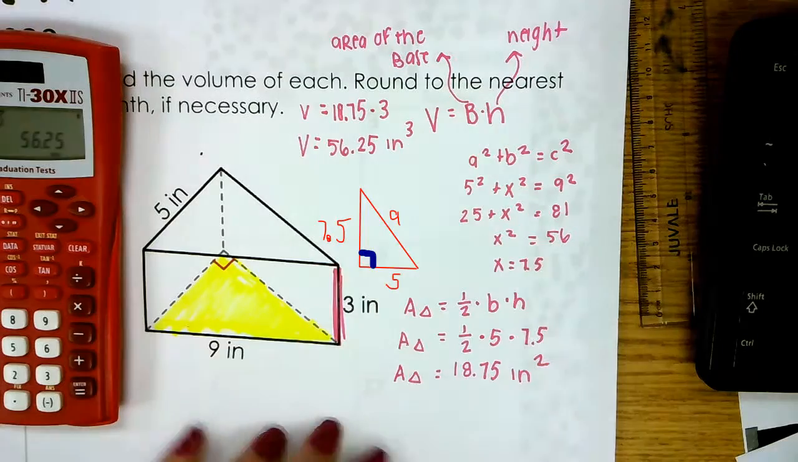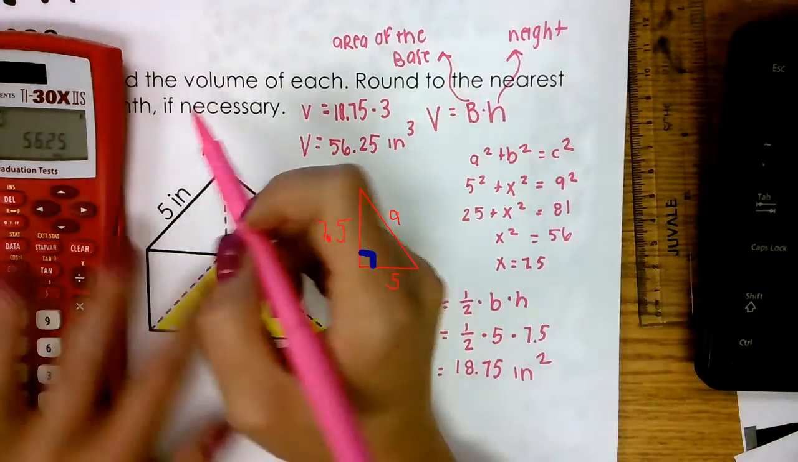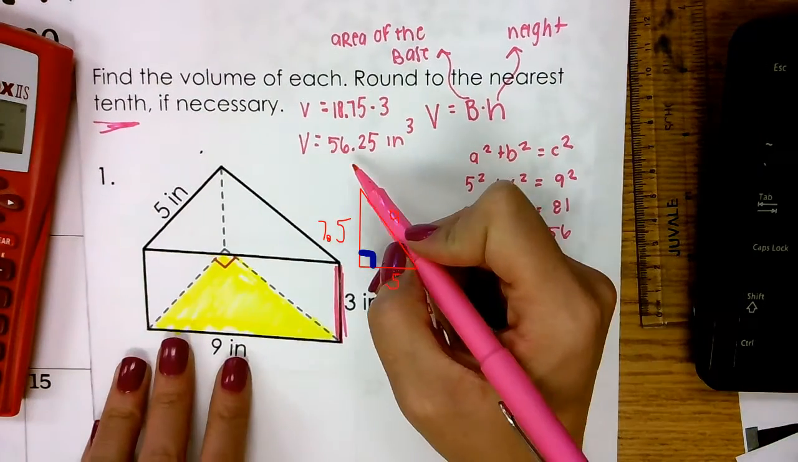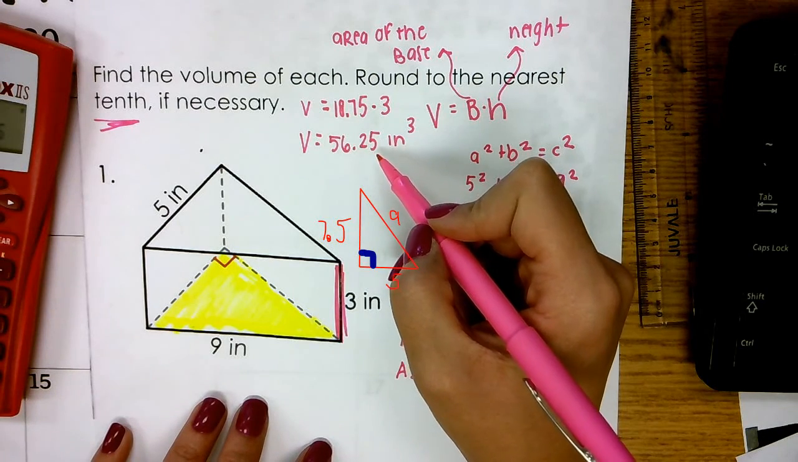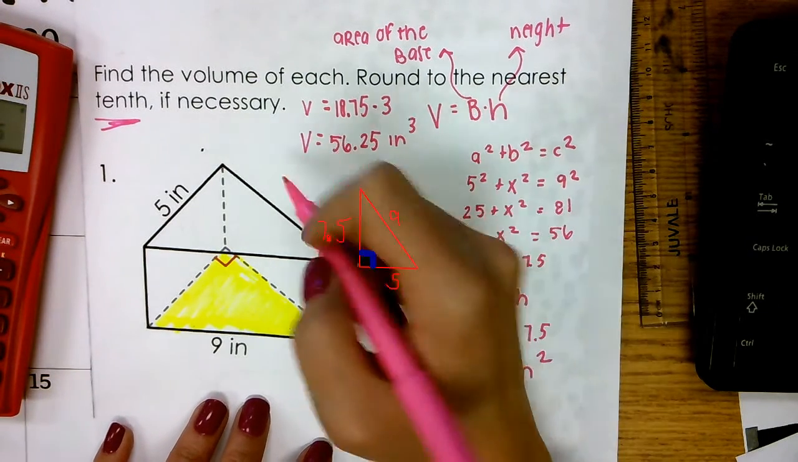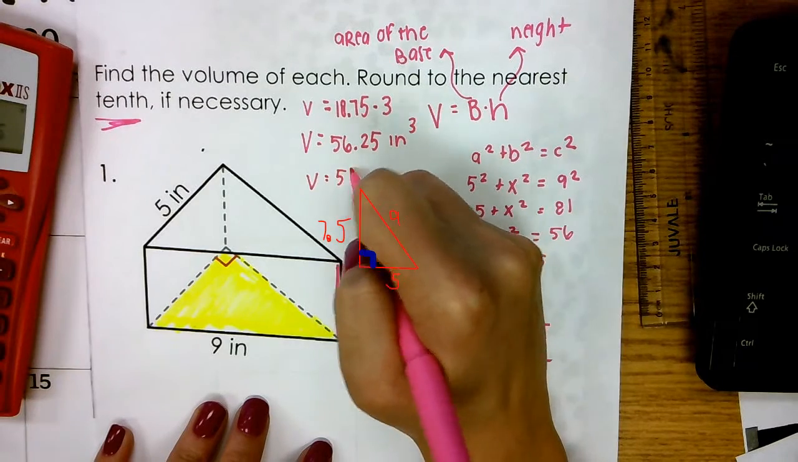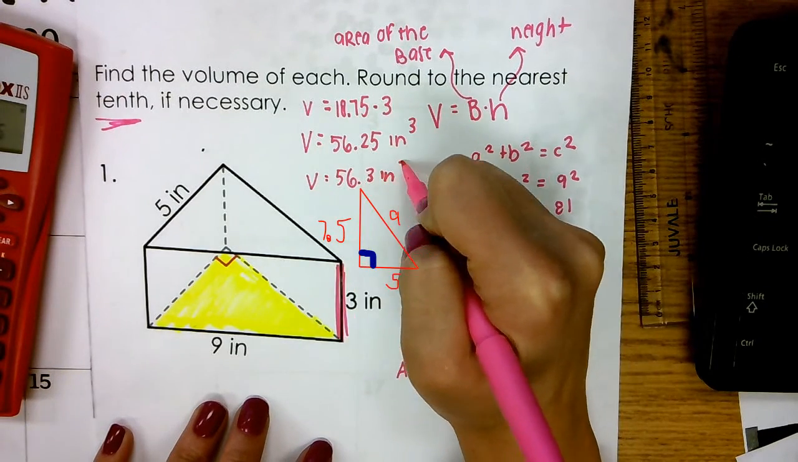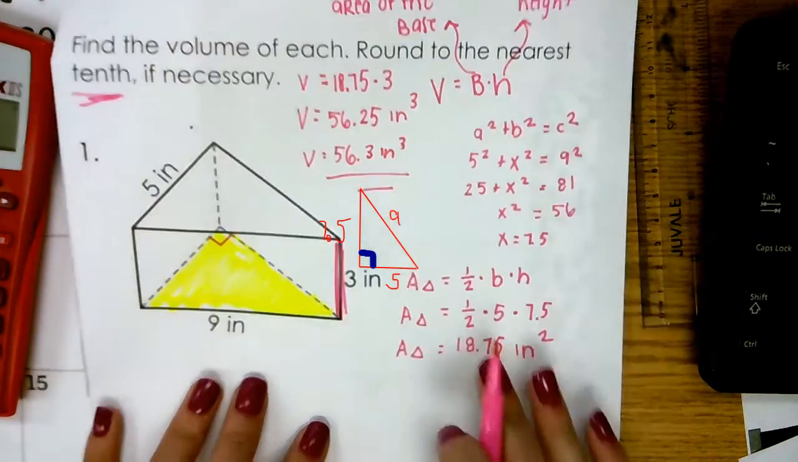inches cubed. But we need to round to the nearest tenth. So 56.25, the 5 is going to round the 2 up to a 3. So our volume is going to be 56.3 inches cubed, and that is our final answer.